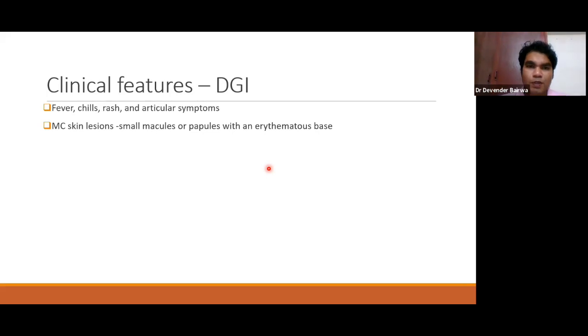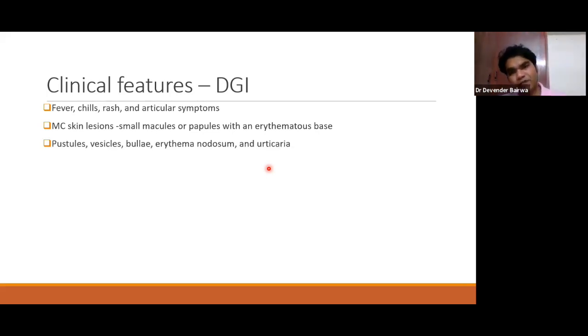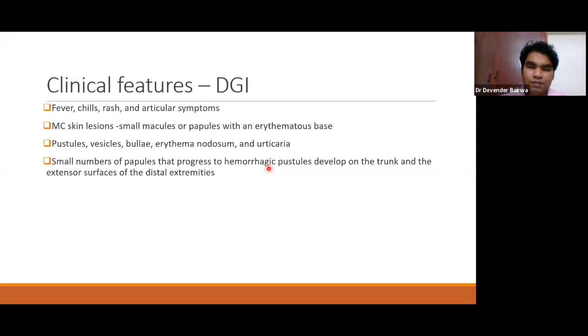Generally, they will have small macules or papules with an erythematous base, but these can actually modify and turn into pustules, vesicles, bullae formation, or there can be erythematous urticaria. Some papules can become hemorrhagic, and they can progress to hemorrhagic pustules, and generally they develop on the trunk and the extensor surface of distal extremities. And apart from that, there will be involvement of soft tissue in terms of tenosynovitis.